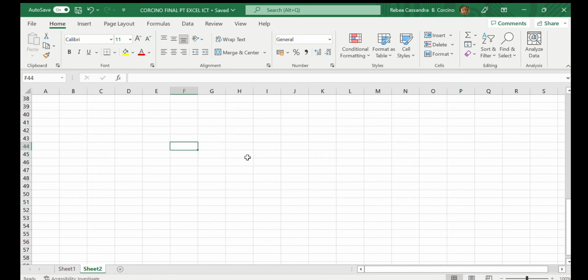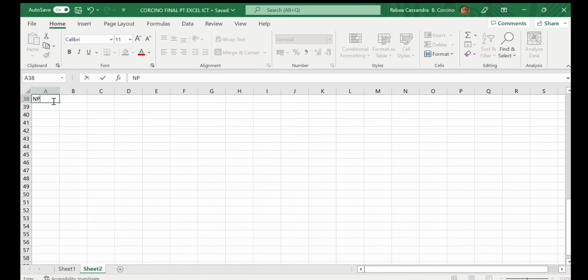Now let us proceed to the fourth formula, which is the net present value or the NPV function.